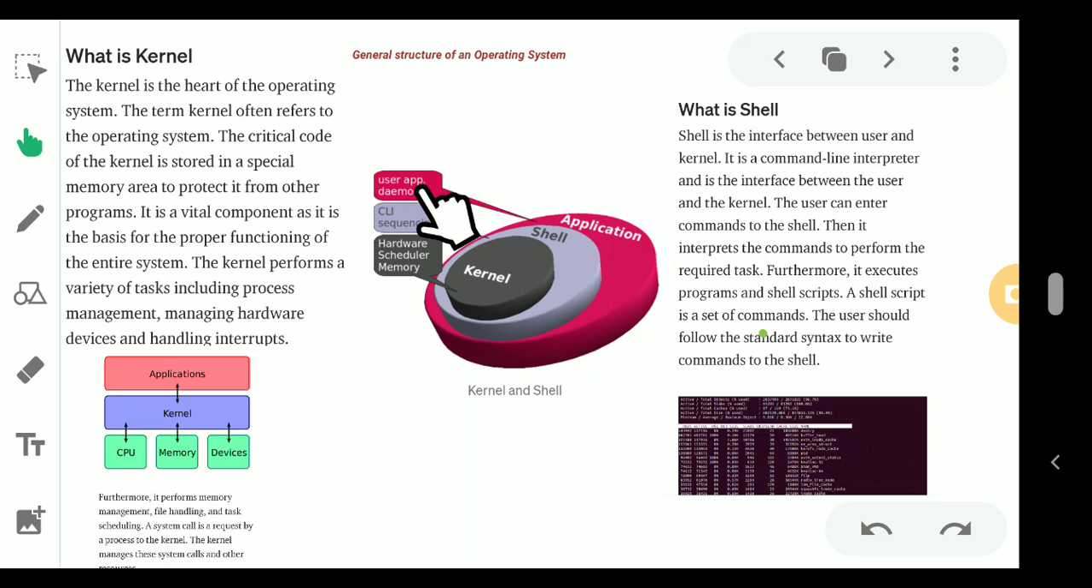The application is the user application. The kernel deals with the hardware, scheduler and memory, and the shell acts on the command sequences. So what is the kernel actually? In one word, it is the innermost layer and the most central controlling part of the operating system. It always resides in the main memory and directly communicates with the hardware of the computer. As you can see, the kernel is situated just above the hardware devices and memory.